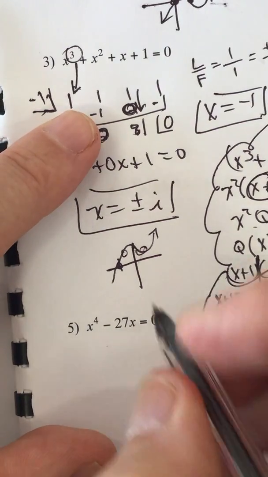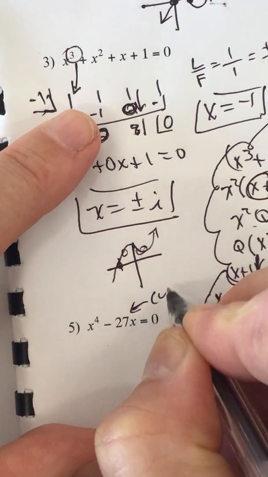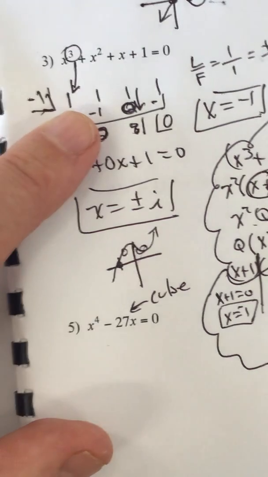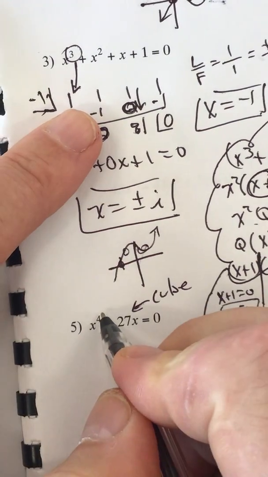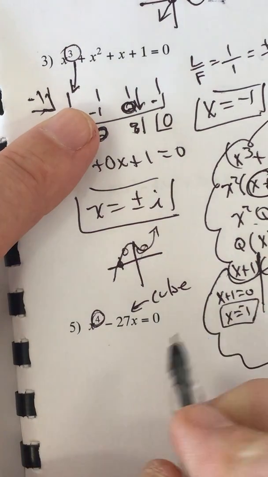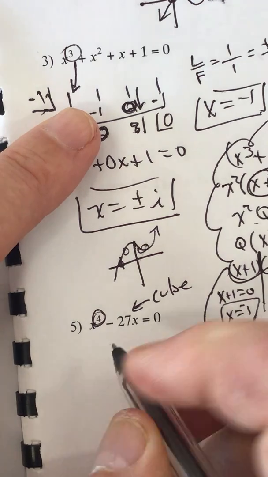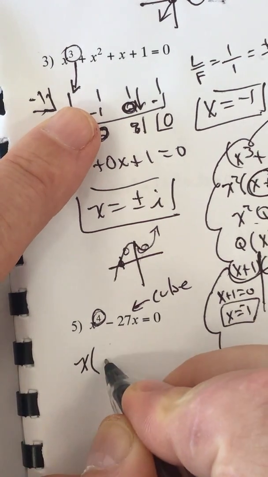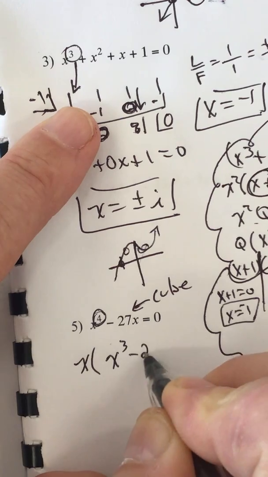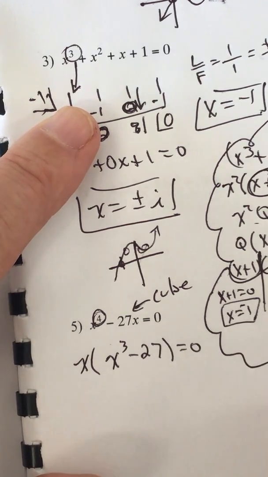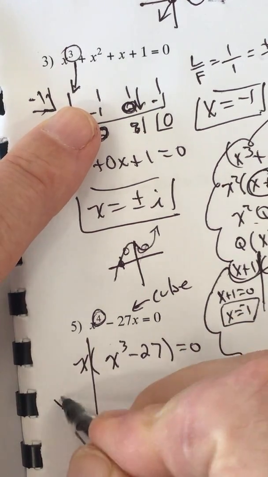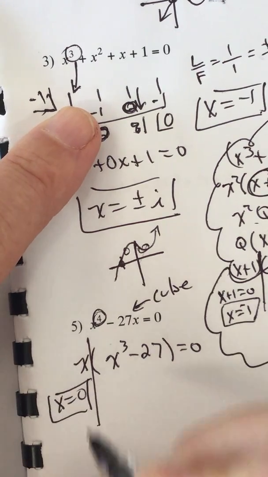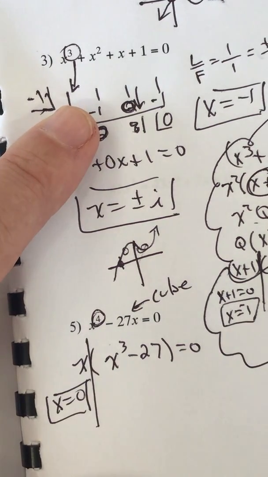Okay, number 5. Right off the bat, I noticed this as a perfect cube, so that makes me think, okay, this could be one of those cube ones. There's going to be 4 answers. Okay, let's take a look here. They do all have an x, so I'm going to factor an x out of that, and that makes it x to the third minus 27 equals 0. Okay, well this part right here is done. One of the answers is 0, so there's 3 left.